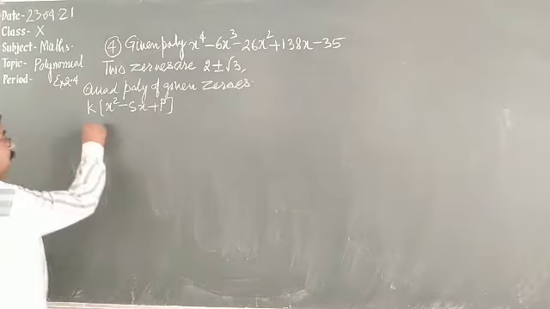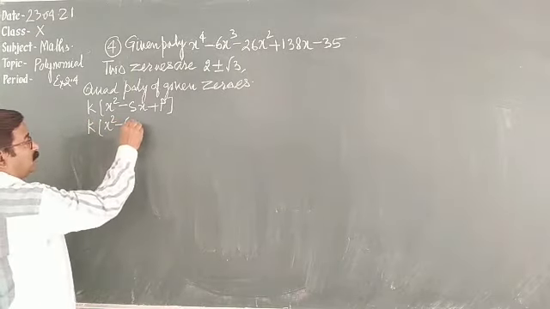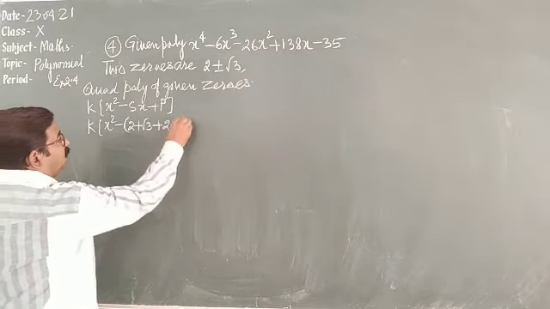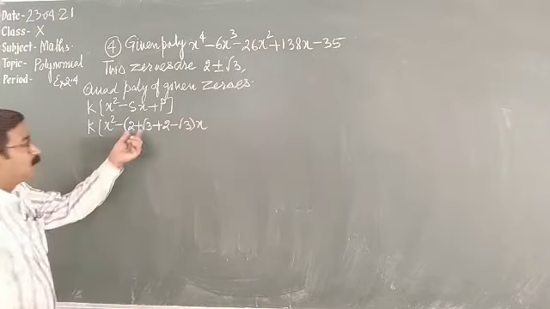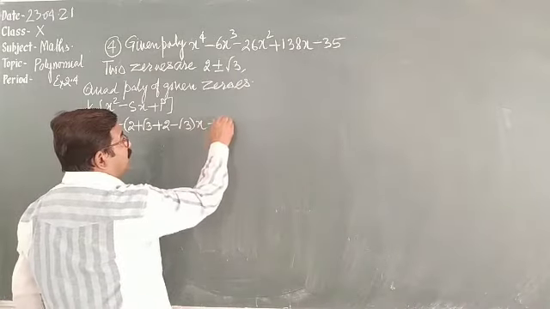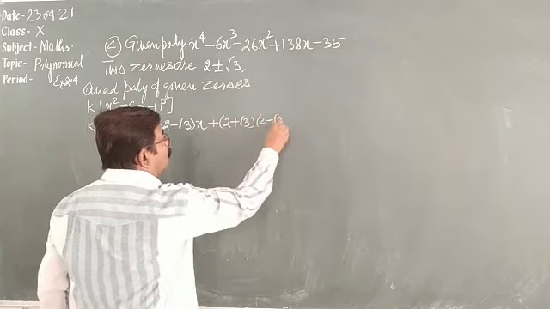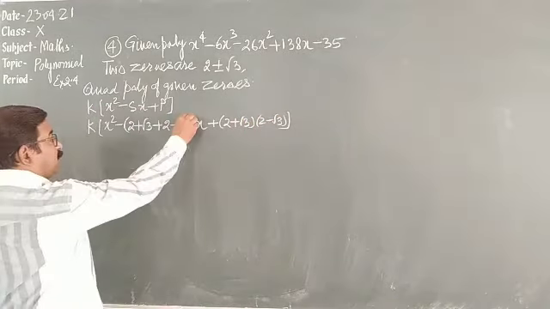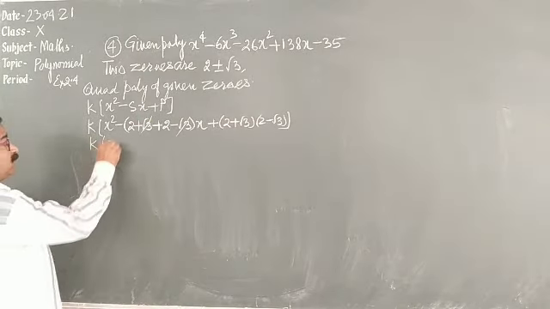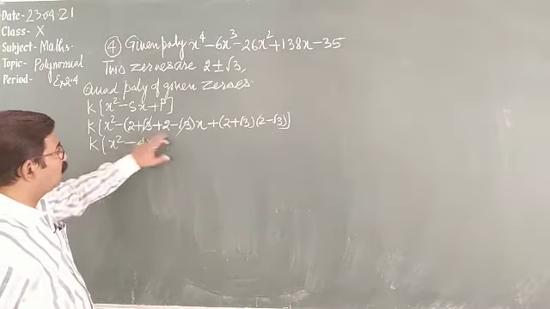So we write here, k times of x square minus sum of zeros, 2 plus root 3 plus 2 minus root 3 times of x. These two zeros are 2 plus root 3 and 2 minus root 3, and plus 2 plus root 3 into 2 minus root 3. See, minus root 3 plus root 3 will go. Here we have k times of x square minus 4x. How 4x? 2 plus 2, 4x.